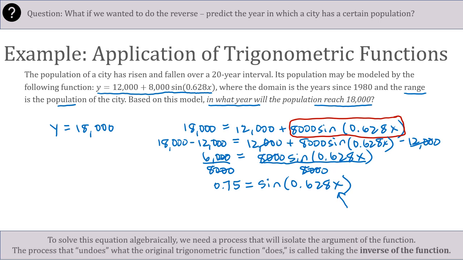So to solve this equation algebraically, what we need is a process that will isolate the argument of the function. And this process is what undoes the original trigonometric function. And that is called finding the inverse of a function. So we're going to spend the rest of this time talking about how we find an inverse of a function. And then we will come back later to this problem and go ahead and solve it.